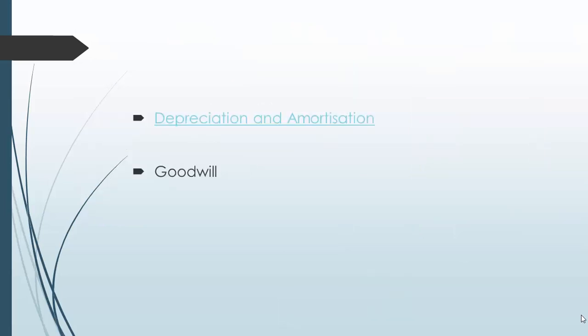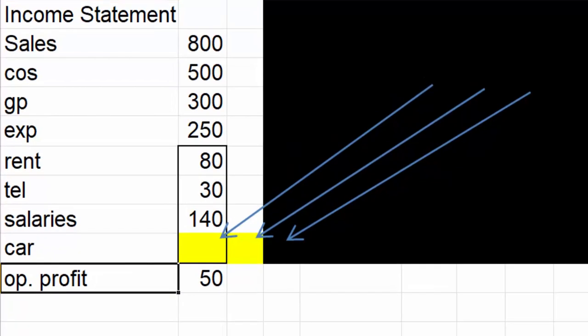Now, a lot of people get confused with depreciation. So let's have a look at depreciation. So here's a simple income statement, and I'm going to use this to explain this whole concept of depreciation. So you've got sales of 800. Less cost of sales of 500 gives you a gross profit of 300. You've got a whole lot of expenses that come to 250. And if you do this, you get the operating profit of 50.